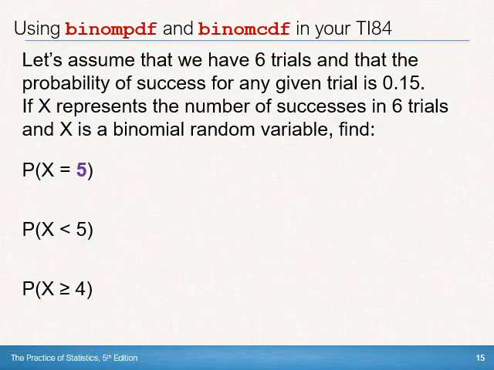Okay, so here, a different situation. In this situation, we have 6 trials, and the probability of success every time is 15%. Let x represent the number of successes in 6 trials, and x is a binomial random variable. Assuming all that, then let's find the probability that you would have 5 successes.